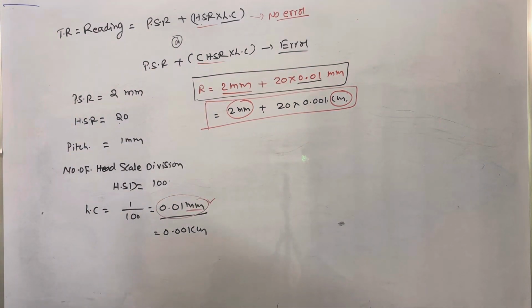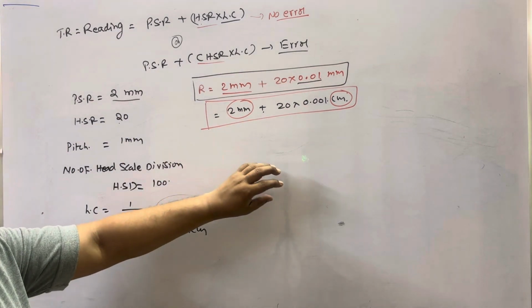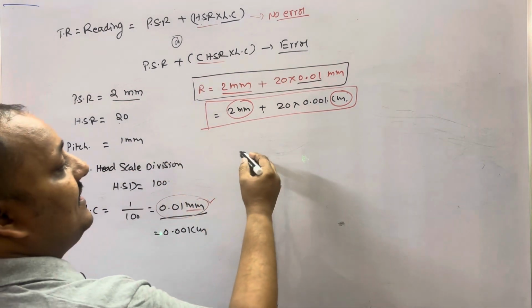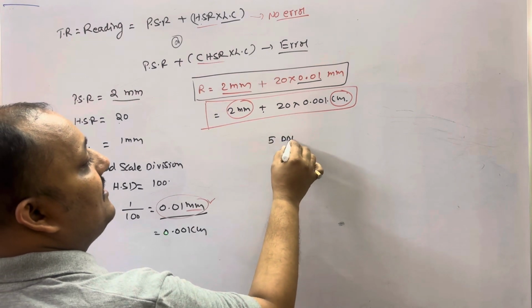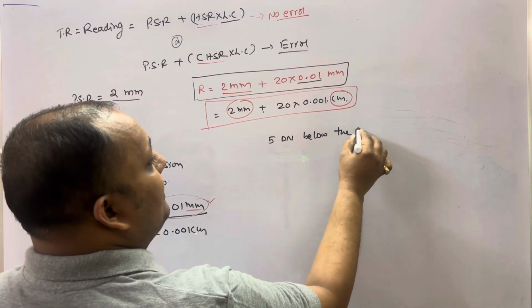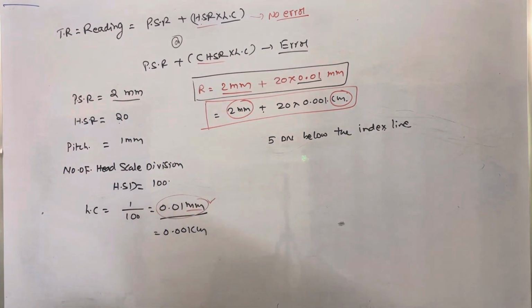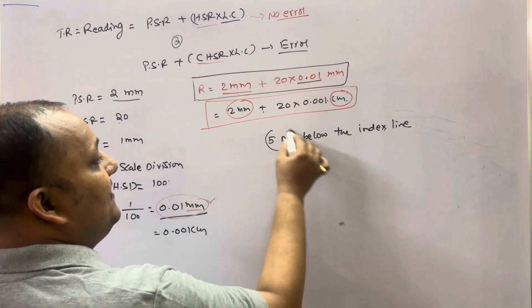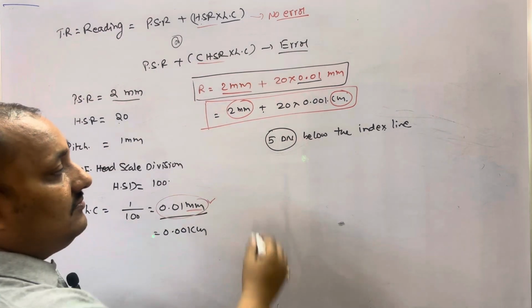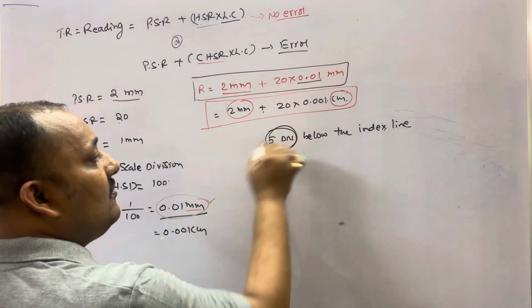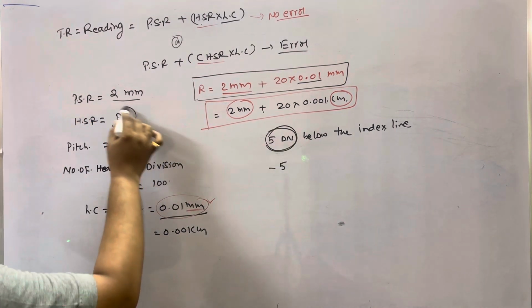Now they will give the same pitch scale reading, 2 mm. Whenever you are making the screw gauge without object, it is 5 divisions below the index line or horizontal line on the pitch scale, they will give. So 5 divisions below means the error is going to be, as I said, below means positive, then correction will be negative. You have to add this -5 to the head scale reading.